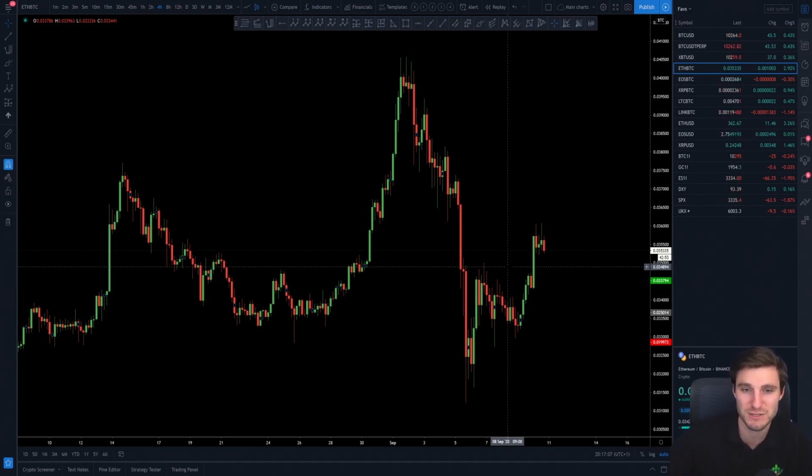Also, the USD pair is more influenced by Bitcoin, whereas I want to know, okay, if Ethereum is outpacing Bitcoin, well, then I want to trade long on Ethereum. And if Bitcoin is outpacing Ethereum, then I want to trade Bitcoin.